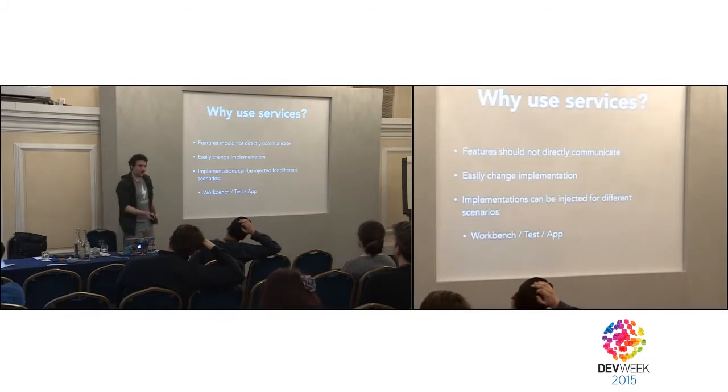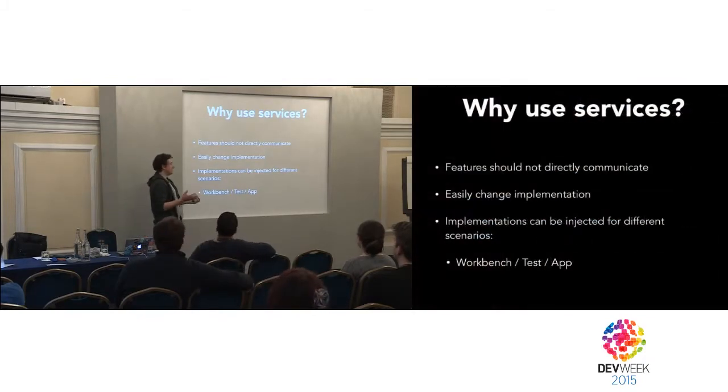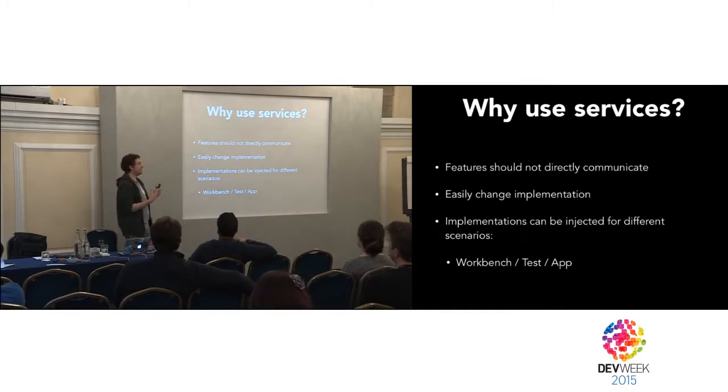So, why are we using services? We're using them so that we're not directly communicating with each feature. We're not instantiating implementations, which ties us to that implementation. So we can change those implementations over time, whether that's because we're using a service of some sort, and we decide that that service is no good and we're going to start using another service. We don't need to change all our code, just the implementation.